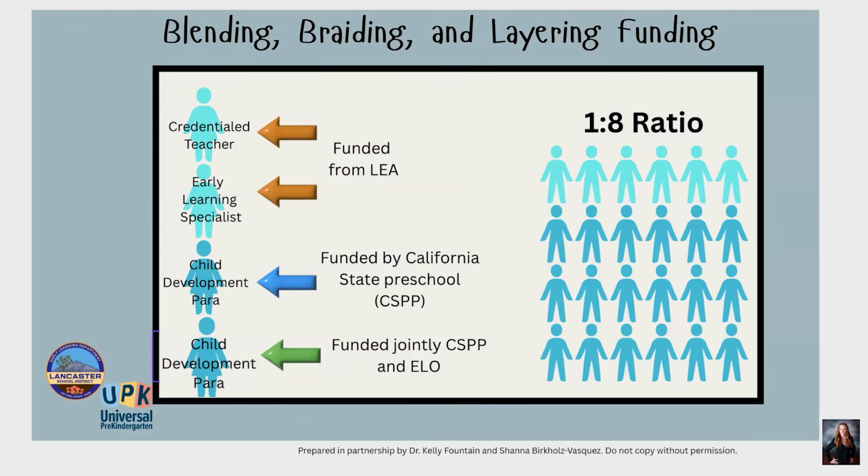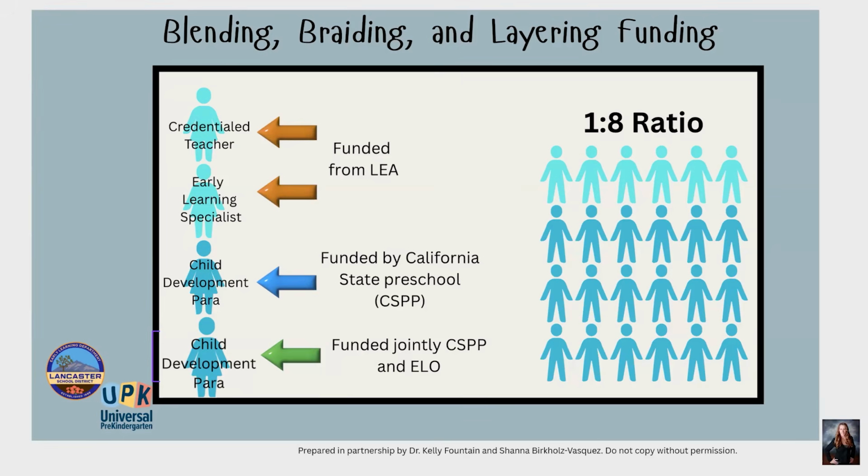So in our program, our LEA is funding 2 adults in that space. We have a credentialed teacher, and then we have a second teacher. The co-teacher is called an early learning specialist. That person has a child development lead teacher permit. In many cases, they have a bachelor's degree. The difference between the two of them is the credentialing courses. And then out of state preschool, we fund a child development paraeducator.